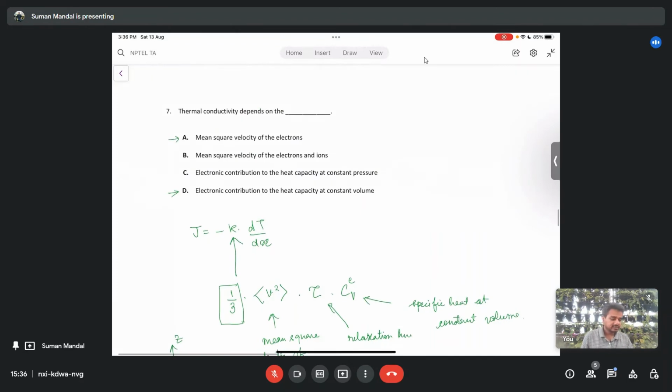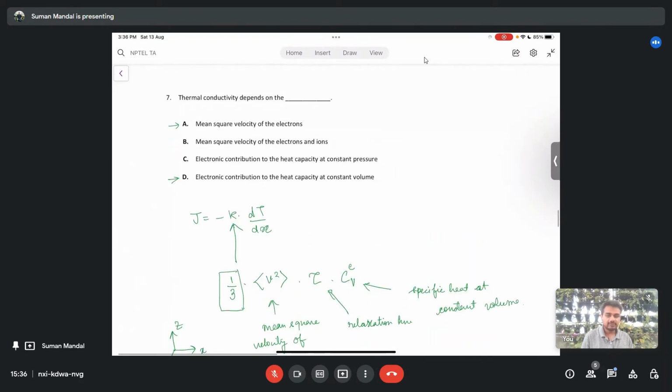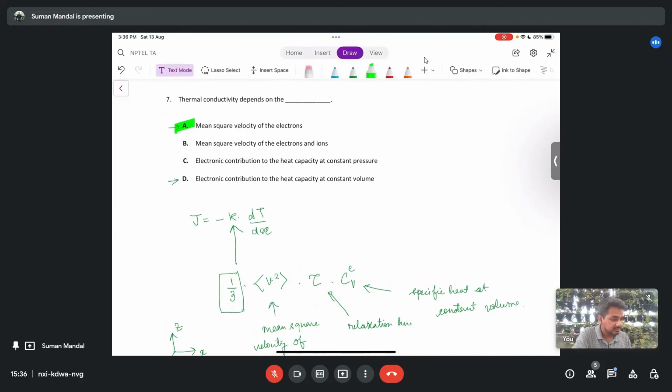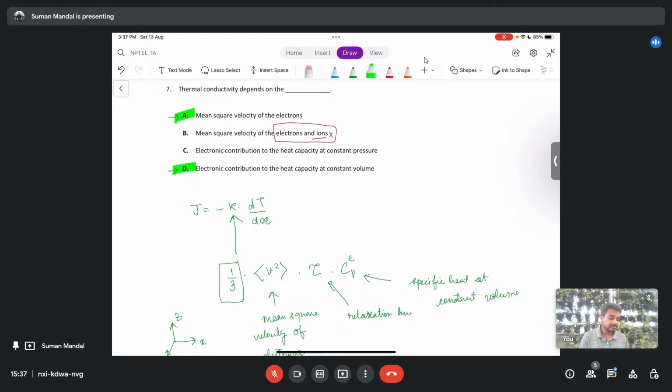So from this expression we can see that in the Drude model, thermal conductivity depends on the mean square velocity of the electrons. We had considered the independent electron and free electron assumptions, so the ions were not considered, and therefore that cannot be the answer, because ions are not part of the Drude model. And finally, we have considered the electronic contribution to the heat capacity at constant volume, which we write as Cv with superscript E. So the answer is A and D.